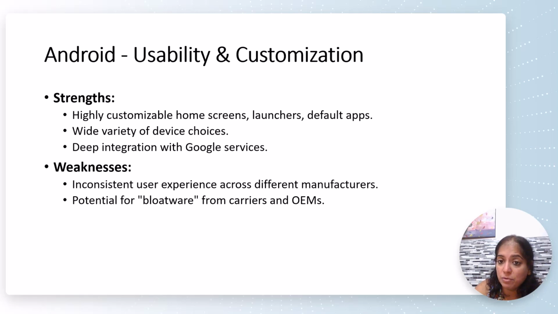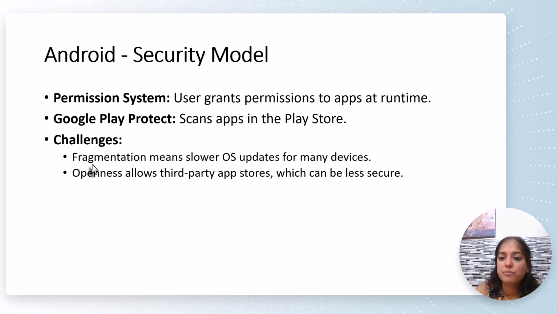If we talk about usability and customization, the strength of Android is choice. You can change launchers, set default apps, and customize your device extensively. There is a device for every budget. The weakness is inconsistency. The experience on a Google Pixel is very different from a Samsung phone, which can be confusing for users, and carrier-added bloatware can also degrade the experience on some devices.